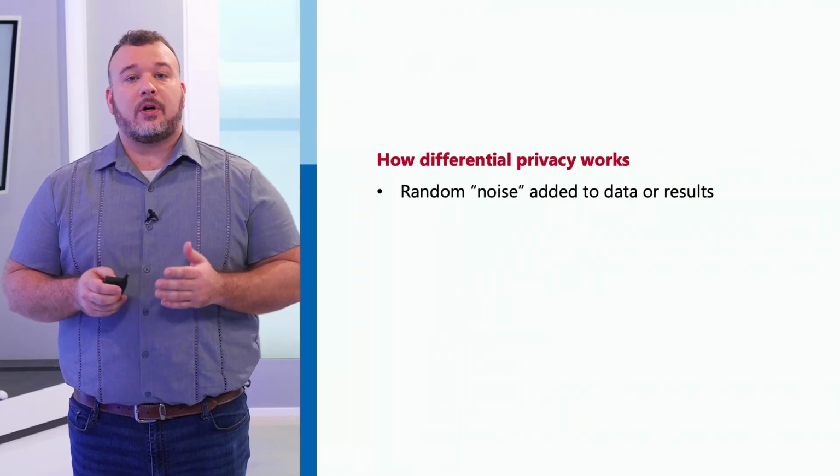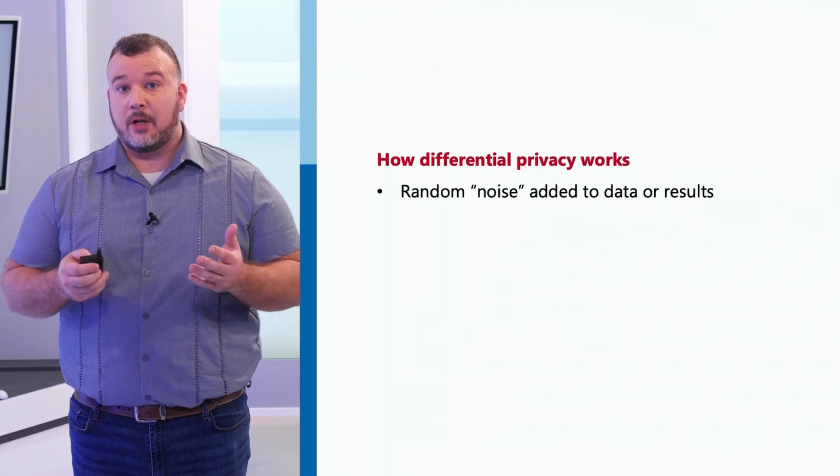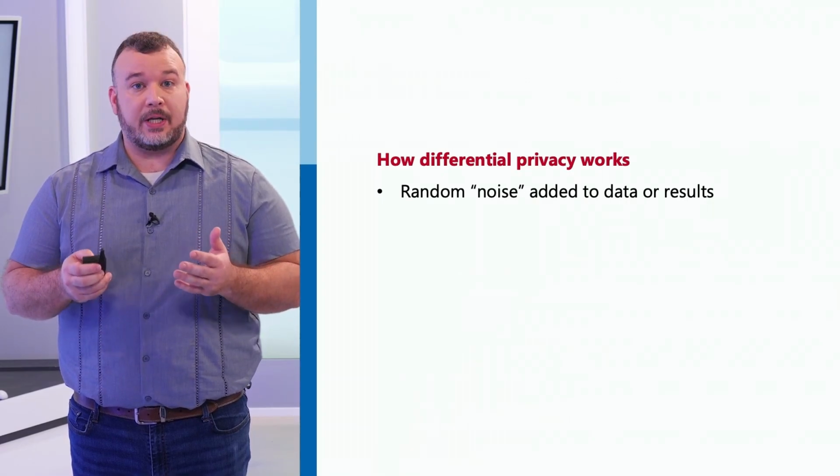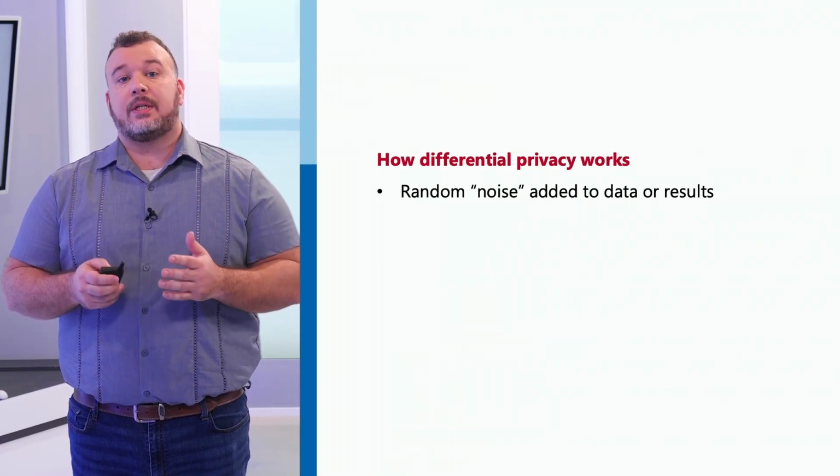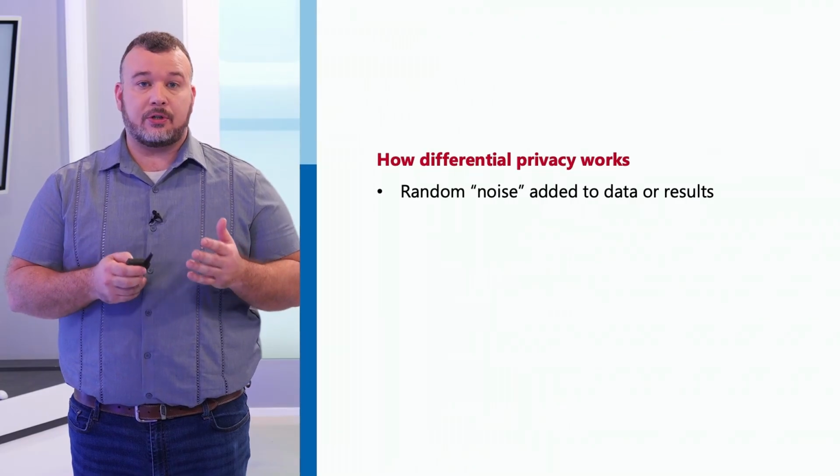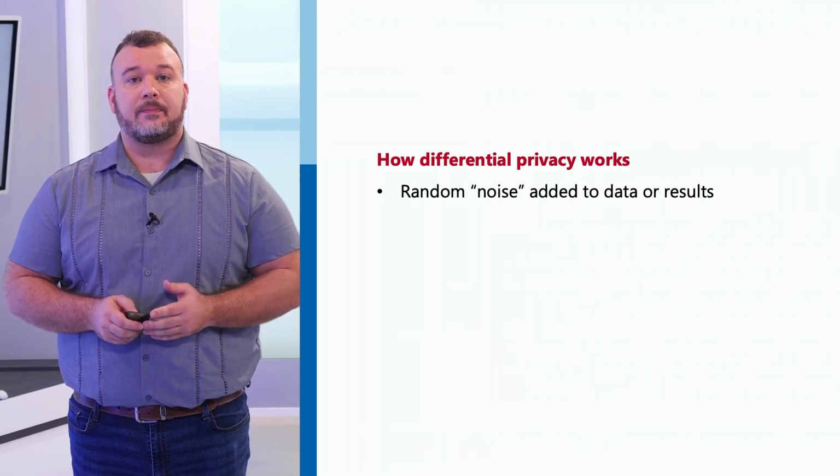So how does it work? The method involves adding a controlled amount of noise, that is, random variations in data, to either the data itself or to the results of queries of that data. For example, when analyzing the average income in a city, differential privacy ensures that while the average remains accurate, individual incomes are now rendered unidentifiable.